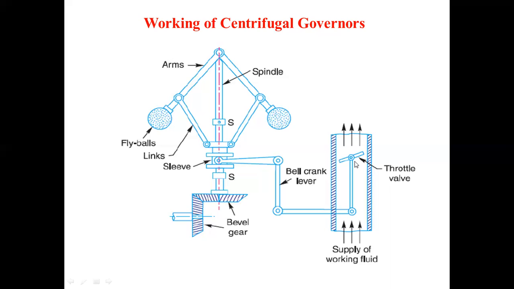Thereby, whenever the load increases or decreases, it controls the speed variation by opening and closing, that is, by operating the throttle valve and controlling the supply of working fluid. It maintains the speed of the engine within the prescribed limit or constant. So this is about the working of a centrifugal governor.